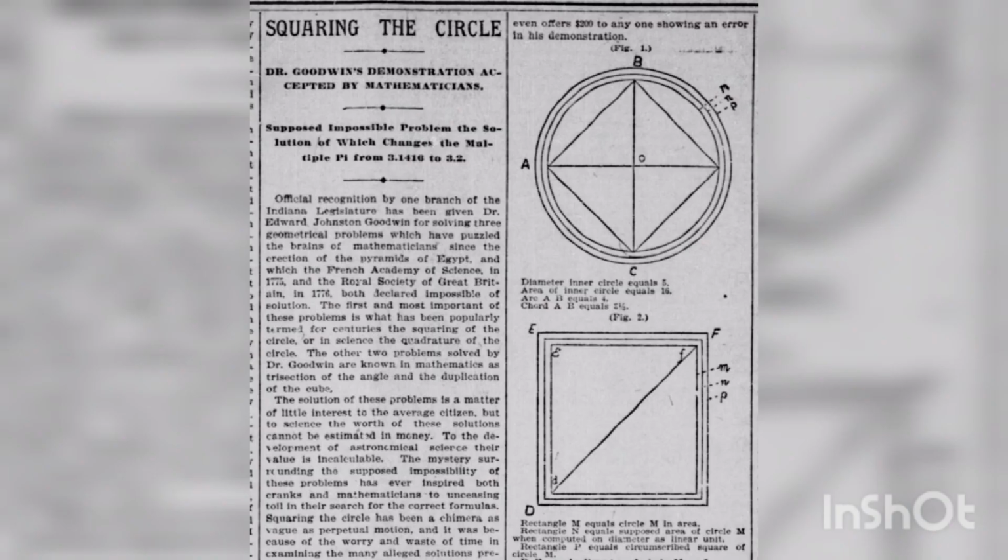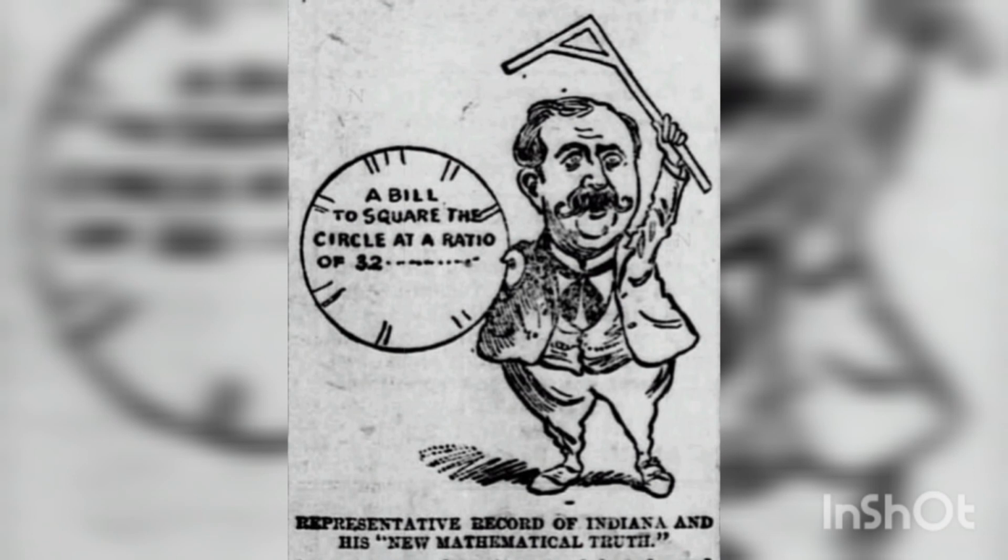One of the most famous pi-related stories is the story of the Indiana legislature's attempt to pass a bill in 1897 that would have legally defined the value of pi as 3.2. According to the story, a physician and amateur mathematician named Edward J. Goodwin approached the Indiana legislature with a proposal to redefine the value of pi, arguing that the traditional value of 3.14159 was incorrect and that he had discovered a new mathematical formula that would yield a more accurate value of pi as 3.2. Goodwin's proposal was met with skepticism by most mathematicians and scientists, but he was able to convince a few legislators to introduce a bill that would have legally defined pi as 3.2.